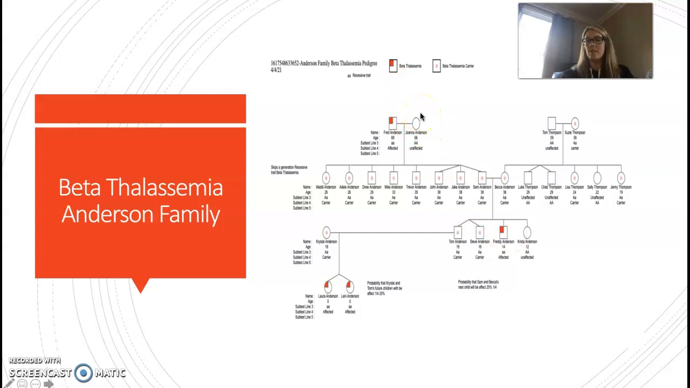It shows two different families, their kids getting married, them having offspring, and their offspring having offspring. Here's the husband and the wife. This is their background. Dad is a carrier and is affected. Mom is not a carrier and not affected. He is a carrier. She is a carrier thanks to her mother, who is a carrier, but her dad is not affected and nobody in her family is affected.